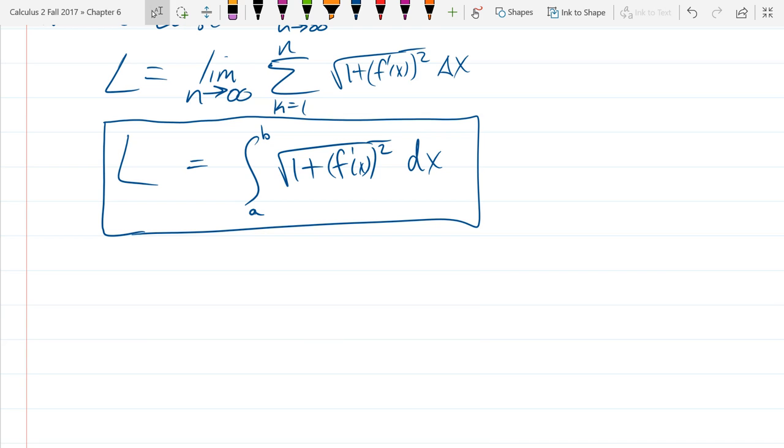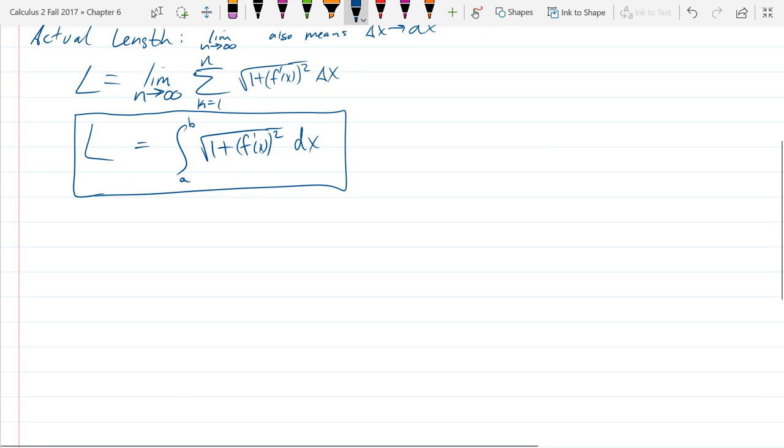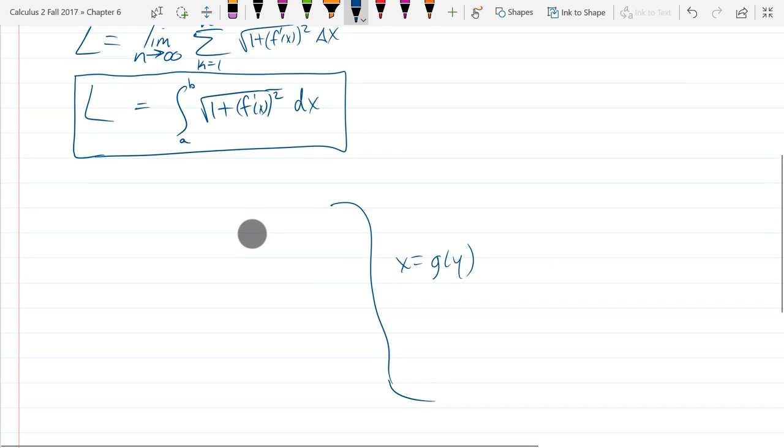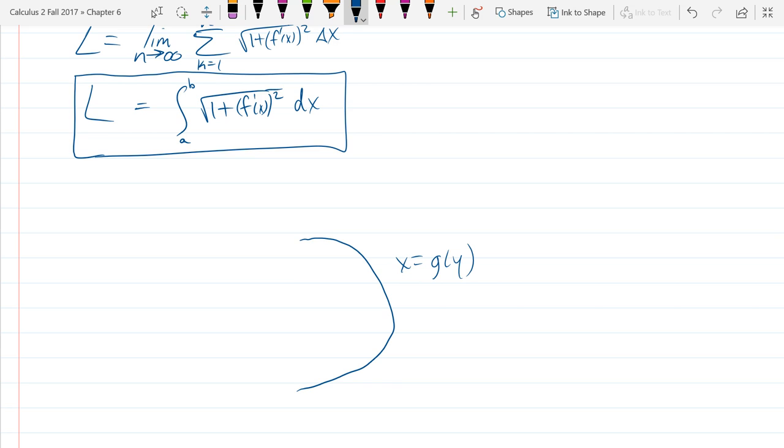So this is assuming we had a function of x. If I had a function of y to begin with, so if my curve was a function of y, so if I had f equals g of y, for example, and my curve looks something like that. Let's do one that's definitely not a function of x. That's very much not a function of x. However, it could be a function of y because it passes the horizontal line test.